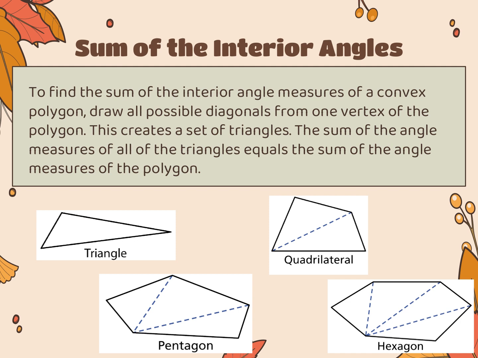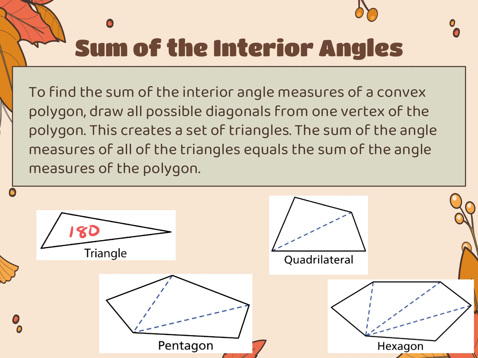I'm going to show you a formula on the next slide. Now, if you notice the first figure there, the triangle, there are no ways to draw in a diagonal, because if I go from this vertex to another vertex, it's the consecutive vertex. So there are no diagonals for the triangle, so this would be a sum of just 180 because it's one triangle.